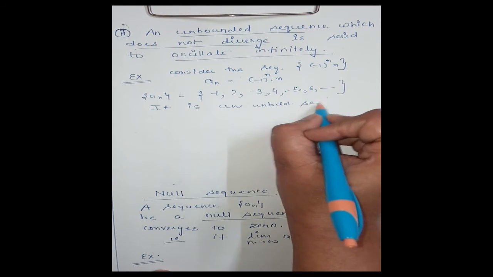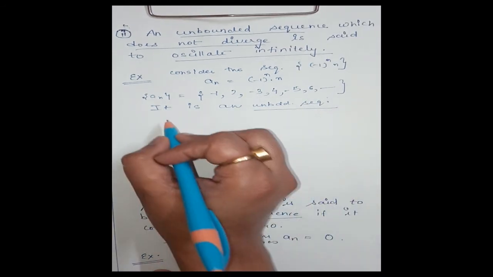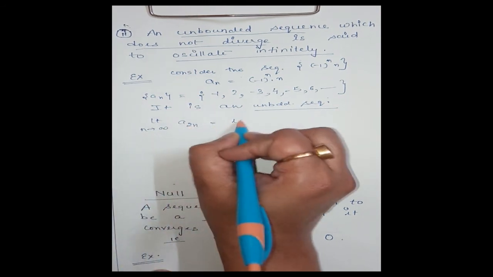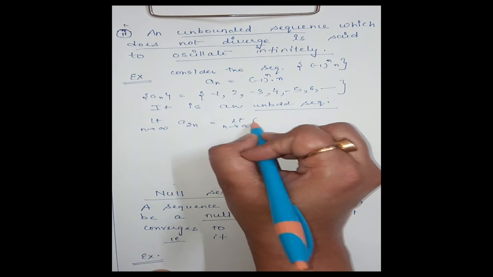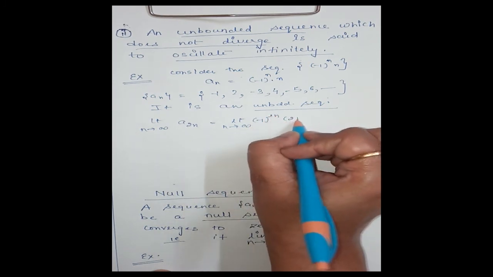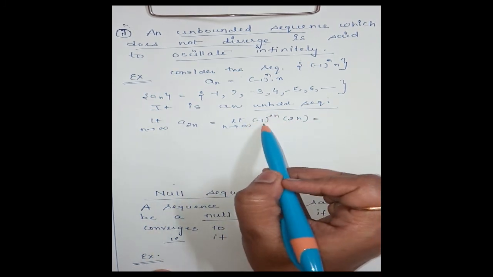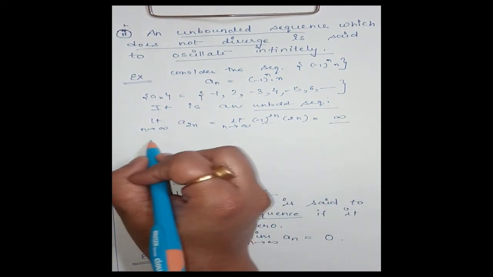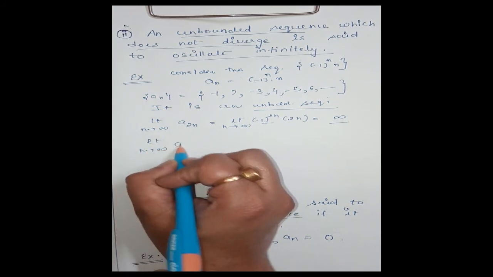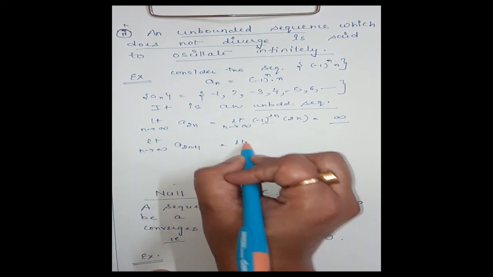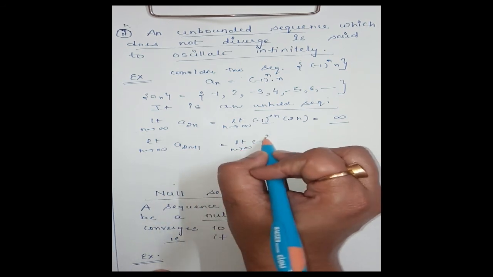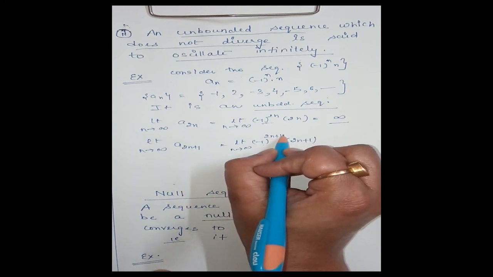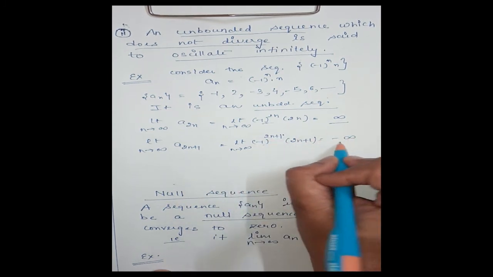Now we will check the limit. The limit as n tends to infinity of a_{2n} is the limit of (-1)^{2n} times 2n. This will be positive, so here we will have infinity. The limit as n tends to infinity of a_{2n+1} is the limit of (-1)^{2n+1} times (2n+1). This will be negative, and the limit will be minus infinity.